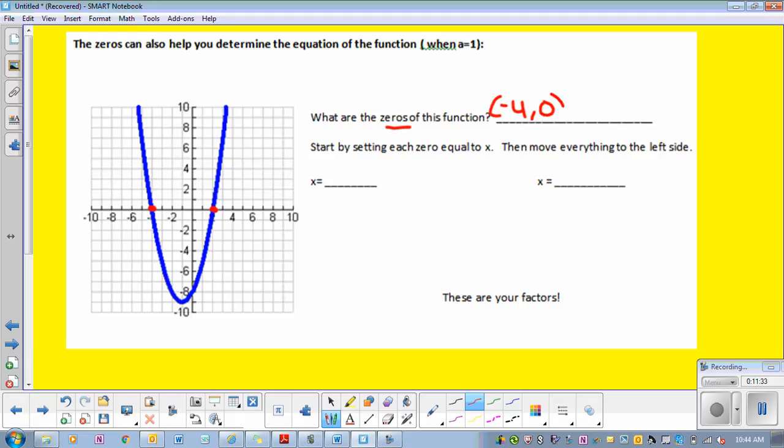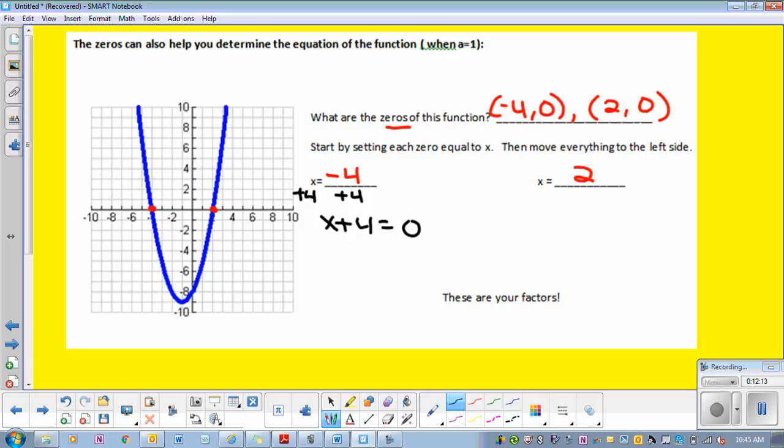-4, 0, and 2, 0, right? So using those zeros, I'm going to rewrite it into factors. Here's what you do. x equals -4. x equals 2. Make this equal to 0. So I'm going to add the 4 here. Whatever you do on one side, you do to the other side. So now it becomes x plus 4 equals 0.